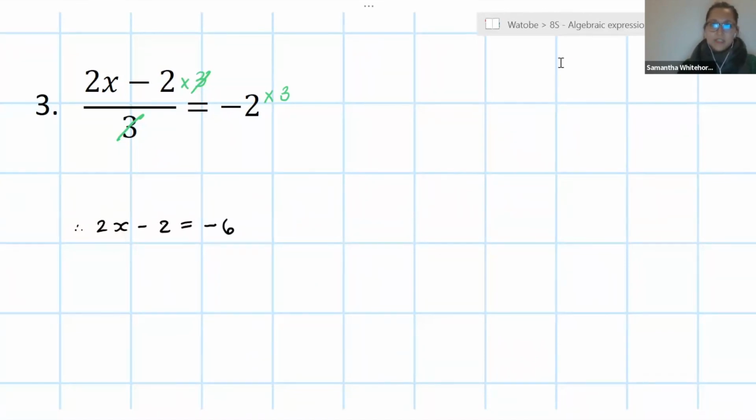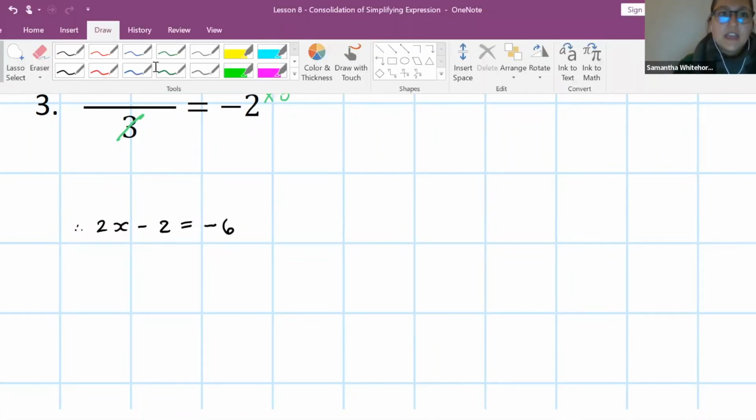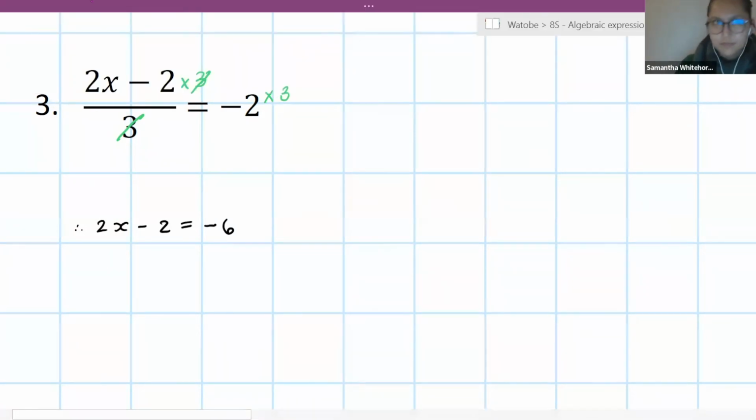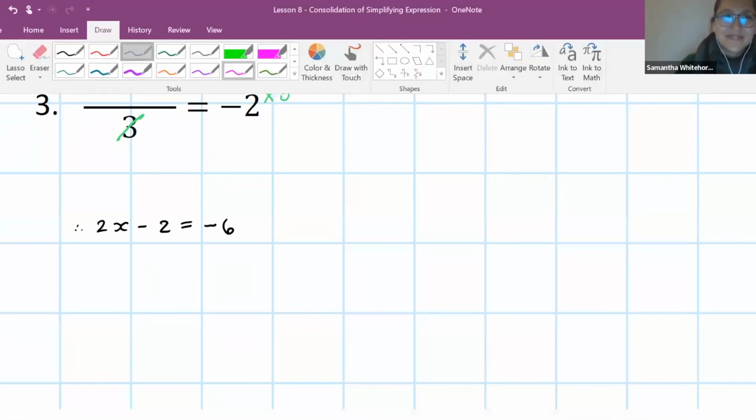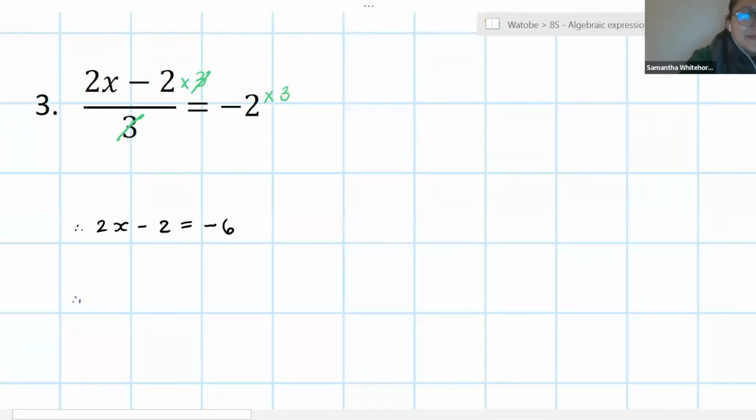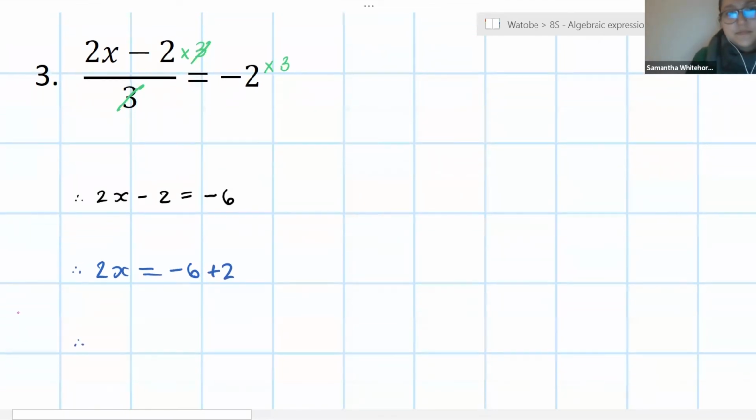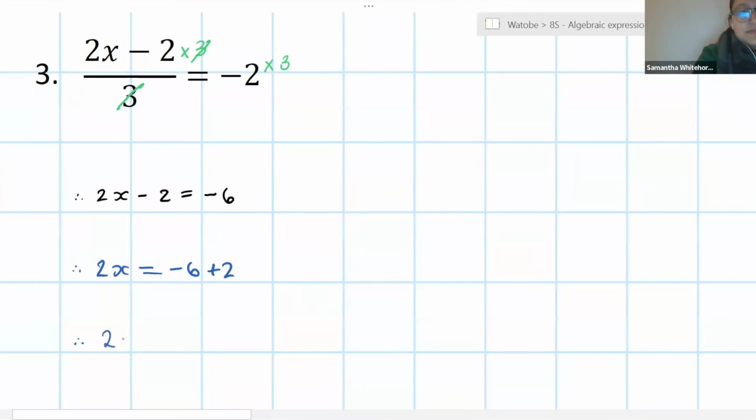Okay, well, Yanda, are you ready to tell us? Yes, ma'am. The answer is x is equal to negative 2. Okay, do you want to walk me through how you then solved it from the step I stopped at? Yes, ma'am. So what I did, ma'am, was 2x is equal to negative 6 plus 2. Then I got my answer, which was 2x is equal to negative 4.